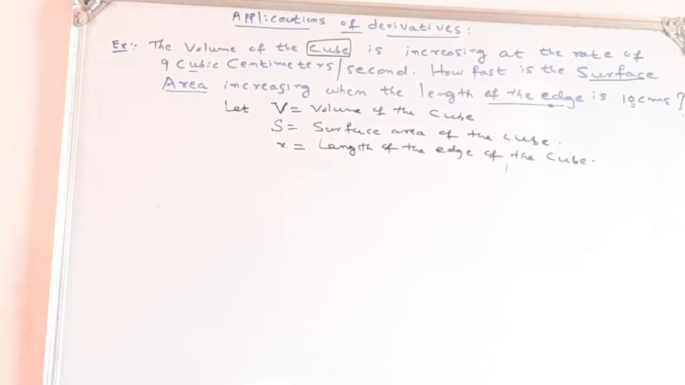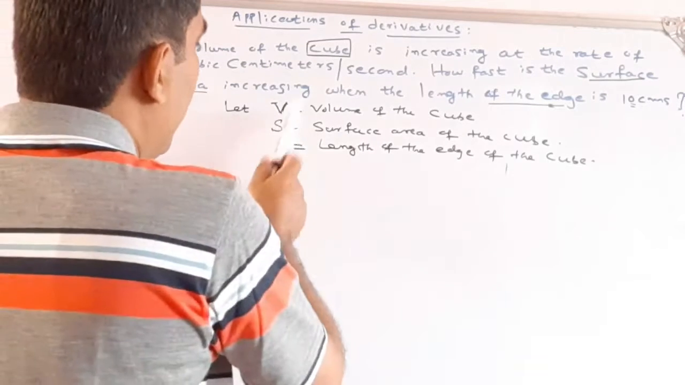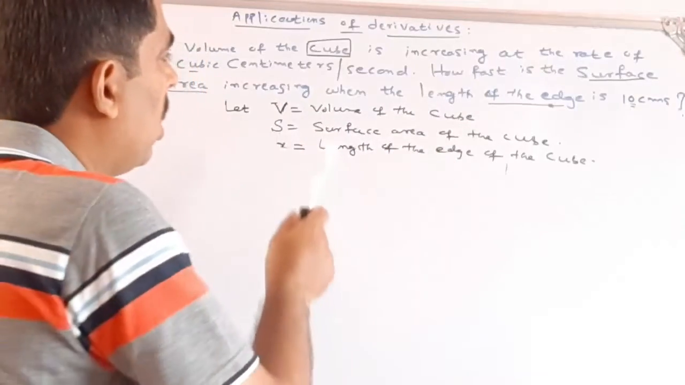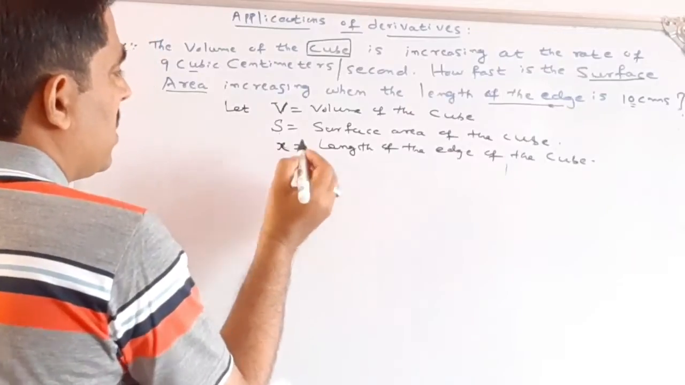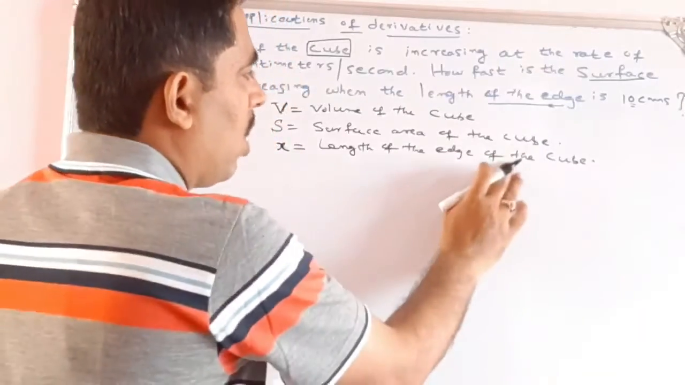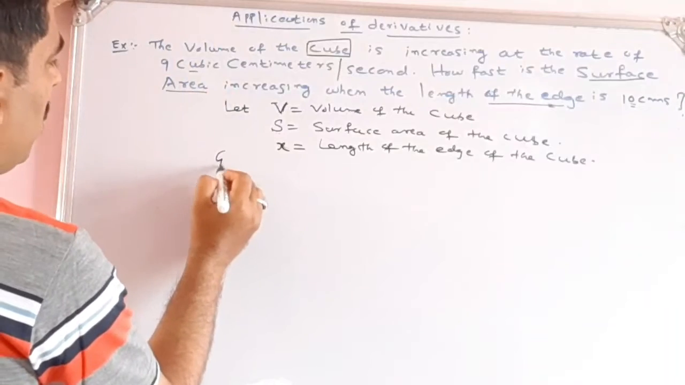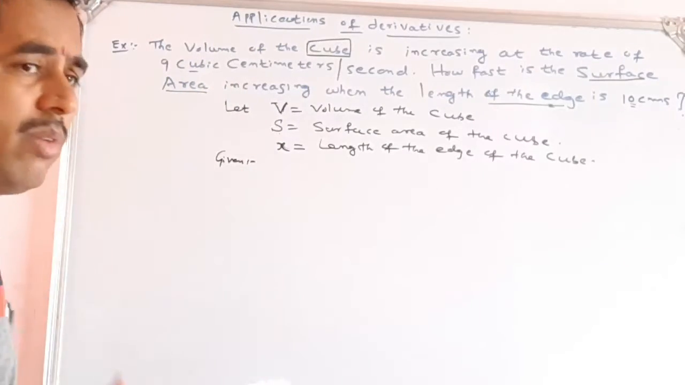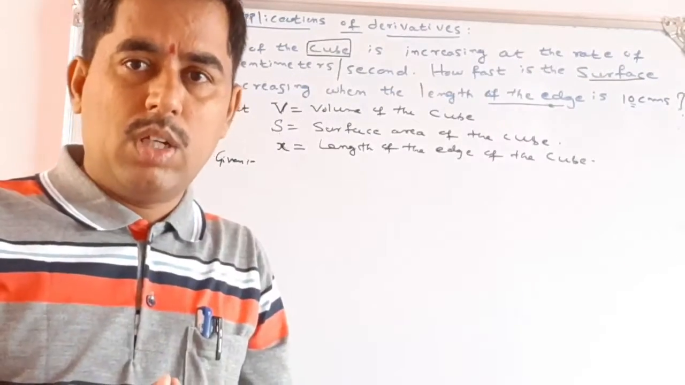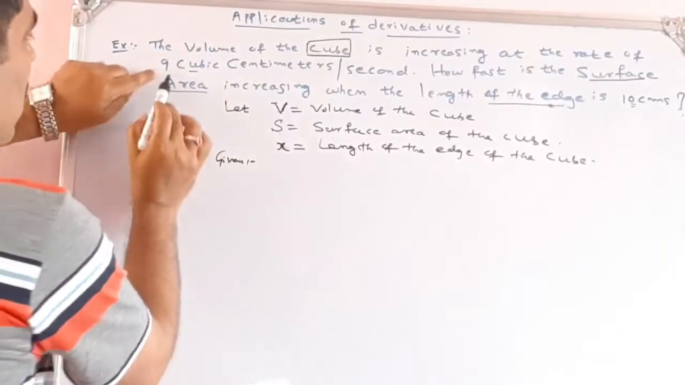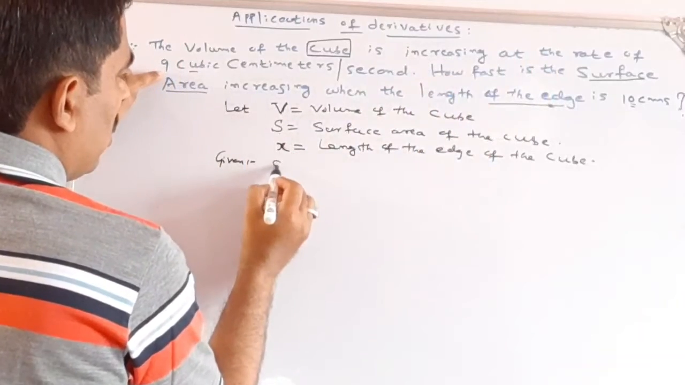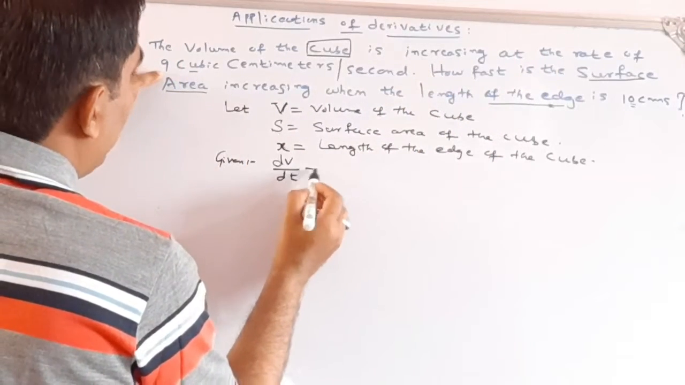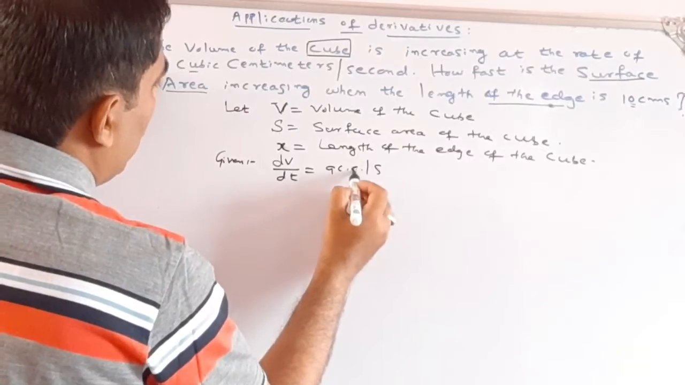Here we have used some notations. What are the notations? V represents the volume of the cube, S is the surface area of the cube, and I have considered x as the length of the edge of the cube. Now what is given in the problem? As usual, we have to write what is given, then what we have to find. The volume is changing at 9 cubic centimeters per second, that is dV by dt is given as 9 cc per second.